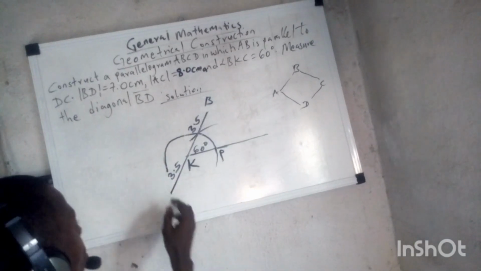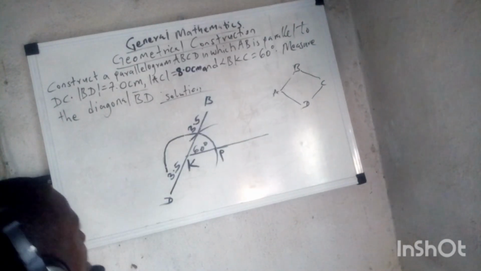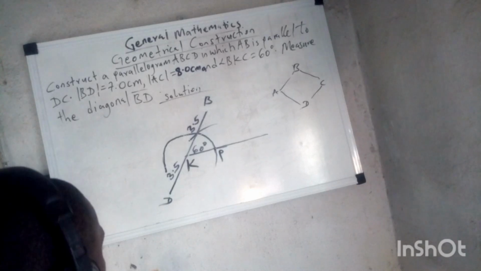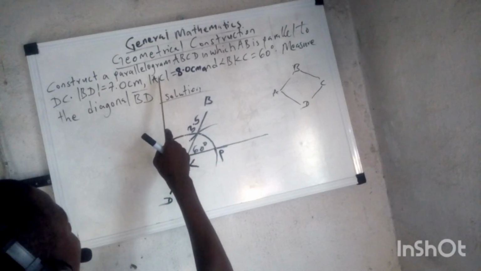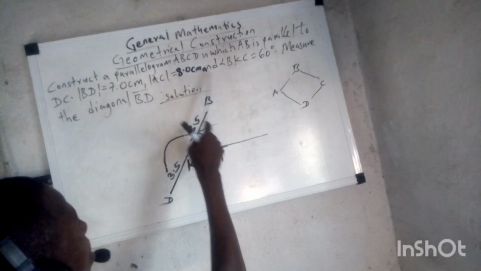We've gotten B. You also name this as D. So we're able to get out this. Also, what else did they say we should do? They said we should get out AC. AC is equal to 8.0 centimeter.